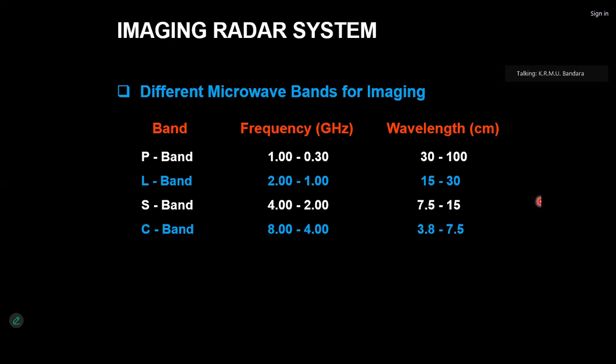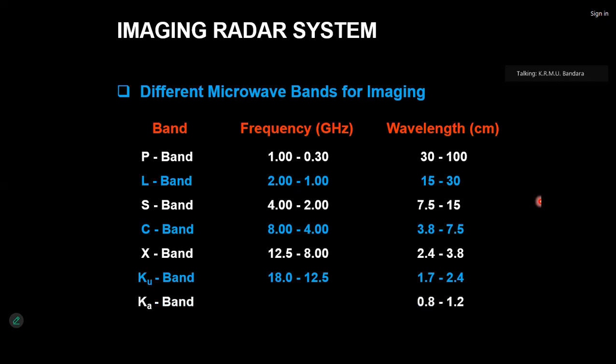3.8 to 7.5. Then the X-band, 2.54 to 3.8 centimeter wavelength. Then Ku-band. Ku-band, this is 18 to 12.5 frequency, 1.7 to 2.4 wavelength. This is the Ka-band, 40 to 20.6, 26.5, 8 to 12.